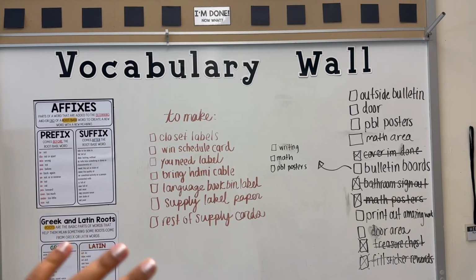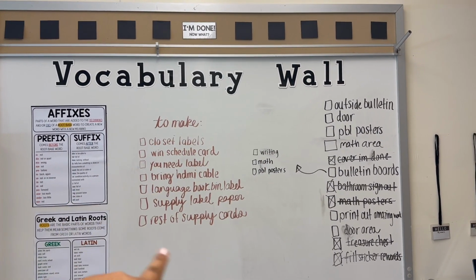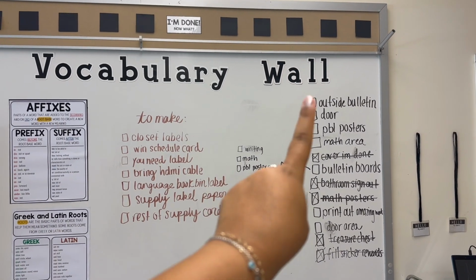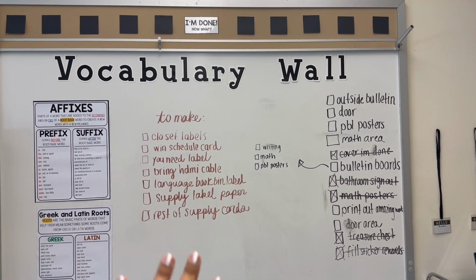All right, so it is time for me to show you guys what I've done so far. There were a lot of people in my room, I was getting the student supplies, so that's why I did not film a lot of talking, but let me show you what I've done so far. So this is the wall. I did the vocabulary wall, and then these are things I need to make or get. And then these are the things I've done so far.